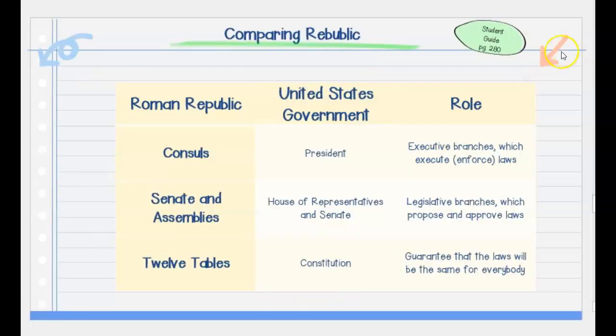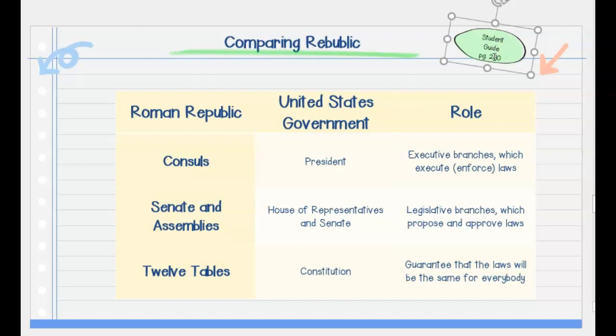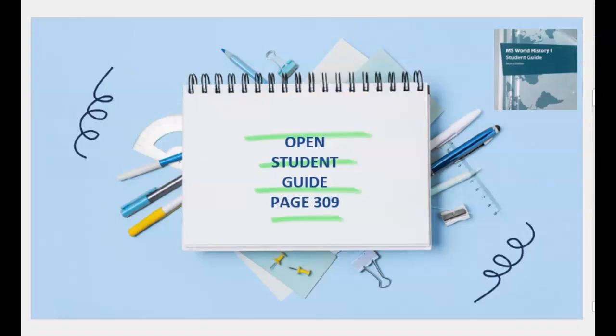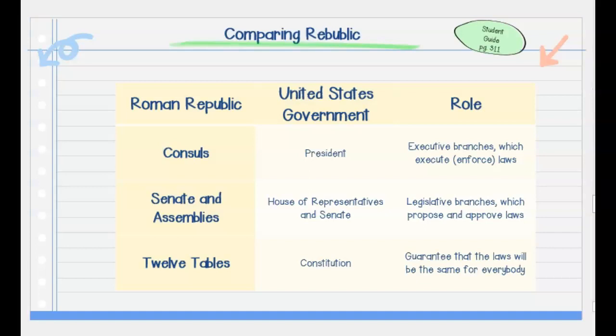And then that chart, that says page 280. I'm so sorry about that. That should be page 311. So on page 311 right here, that's your chart. There we go. So comparing the Roman Republic, you can go ahead and fill in this chart as needed. The Roman Republic, the United States government, and their role. And you can see how closely related the consuls, the Senate and assemblies, and then the 12 tables are. As we've talked several times, how our government is loosely based, but very significantly based off of ancient times.